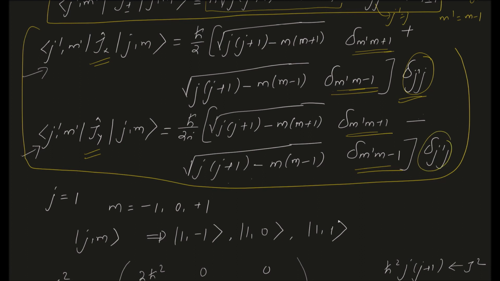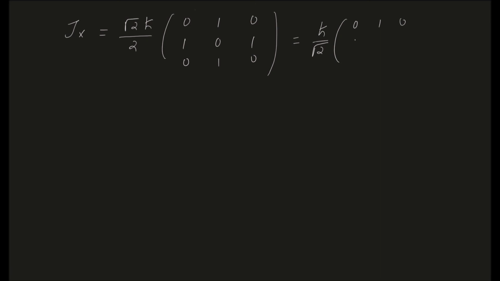So let's see what are the matrix elements for these two matrices jx and jy. So for jx, it is given by square root of 2 h cross by 2, 0 1 0, 1 0 1, 0 1 0. So this is h cross by root 2 into 0 1 0, 1 0 1, 0 1 0. And for jy, this is equal to h cross by 2, 0 minus i 0, i 0 minus i, 0 i 0.